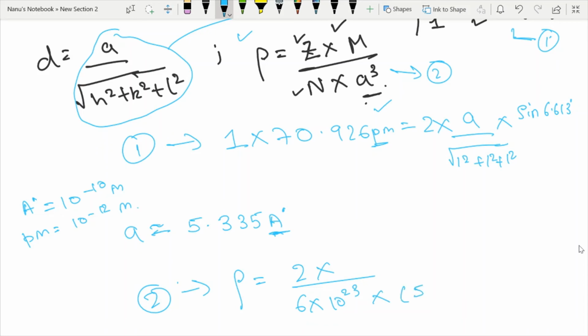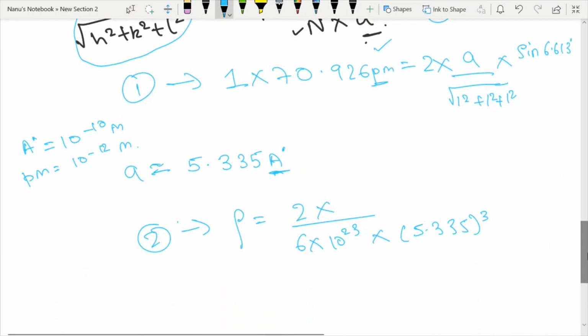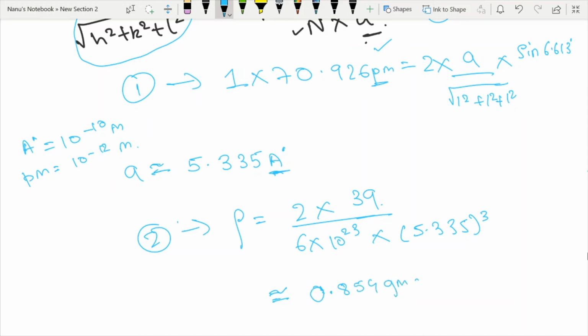A cube, 5.335 whole cube, and our M was, what was M? 39. Great. So 39, and if you do this, you will get the answer. Again, you have to do the whole thing and see it for yourself, but you can just check the value. The value that they have given is 0.854 gram per centimeter cube.